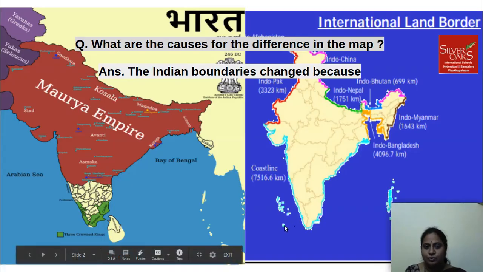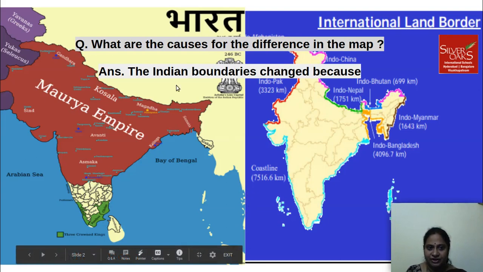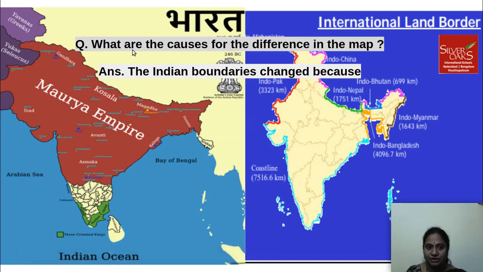You can see two maps on your screen. One is the Mauryan Empire map of India and the other is today's India map with international land borders. There is a question on your screen. What are the causes for the difference in the map?